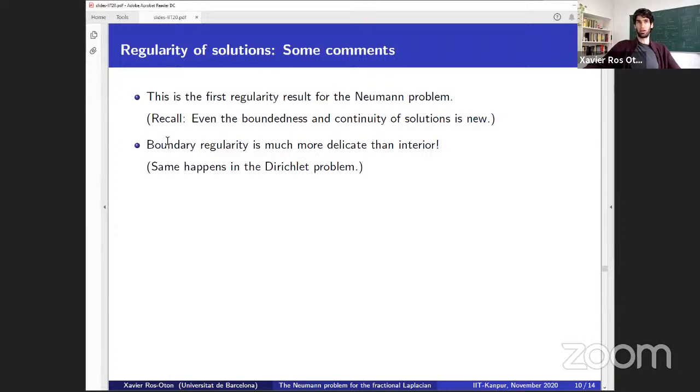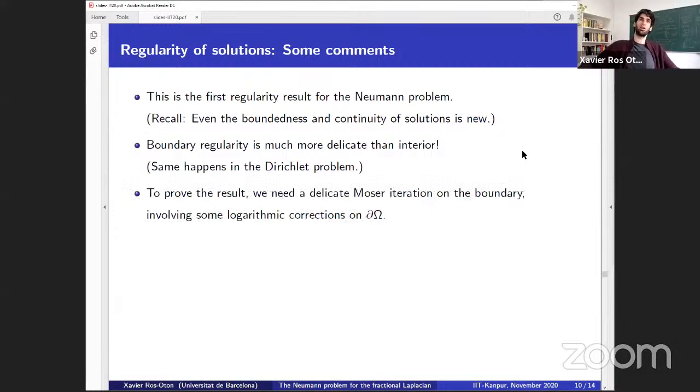And then, it turns out that the same thing that happened in the Dirichlet problem happens here: the boundary regularity is much more delicate than in the interior. We will see that in a second. And to prove the result, we need a delicate Moser iteration on the boundary involving some logarithmic corrections. We will see in a second what I mean by that.